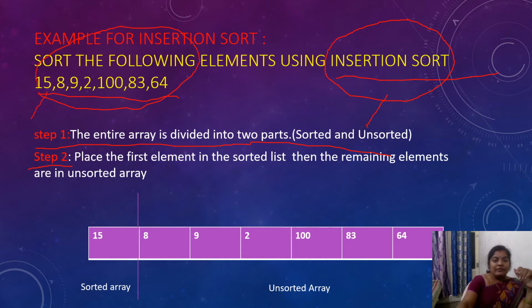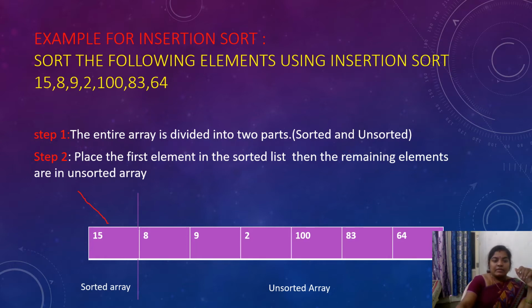What is the first element? 15. So this is the 15. Then what are the remaining elements? The remaining elements are 8, 9, 200, 83, 64. So place those elements in the unsorted array. That is the second part. So the second step of the procedure is over.